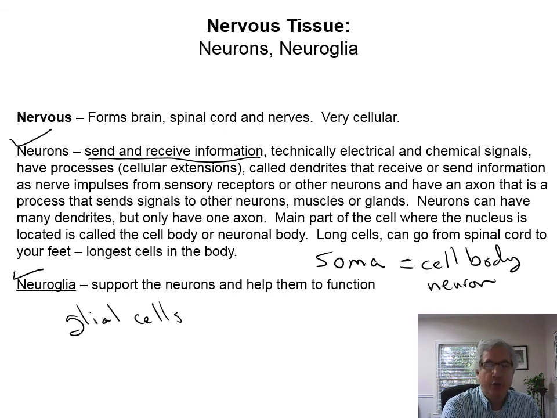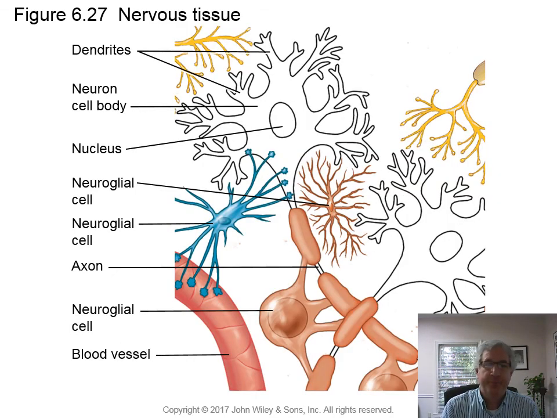Okay. And neuroglia, those are all supporting cells. They support the neurons and they help them function in various ways. So there are 2 main types of cells, the neurons and the neuroglial cells. Next slide. So here, in white, this is a neuron. It's a neuron cell.